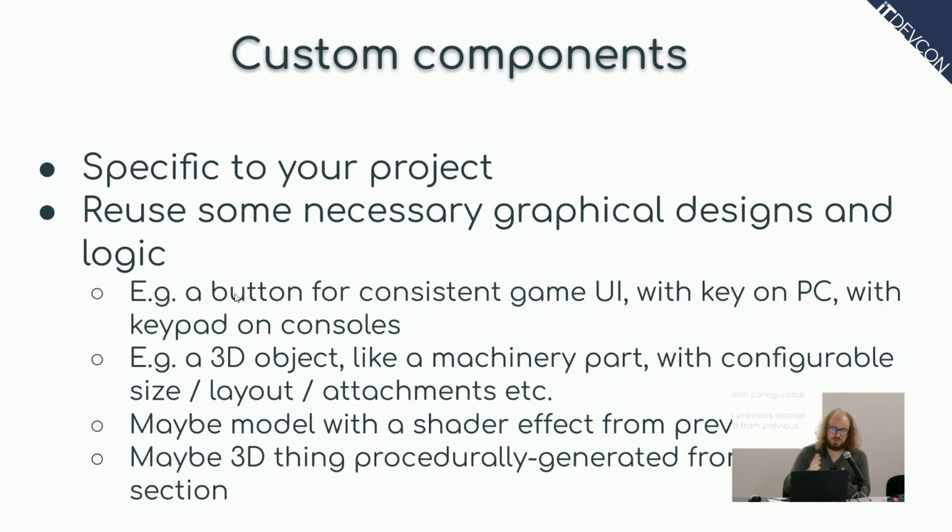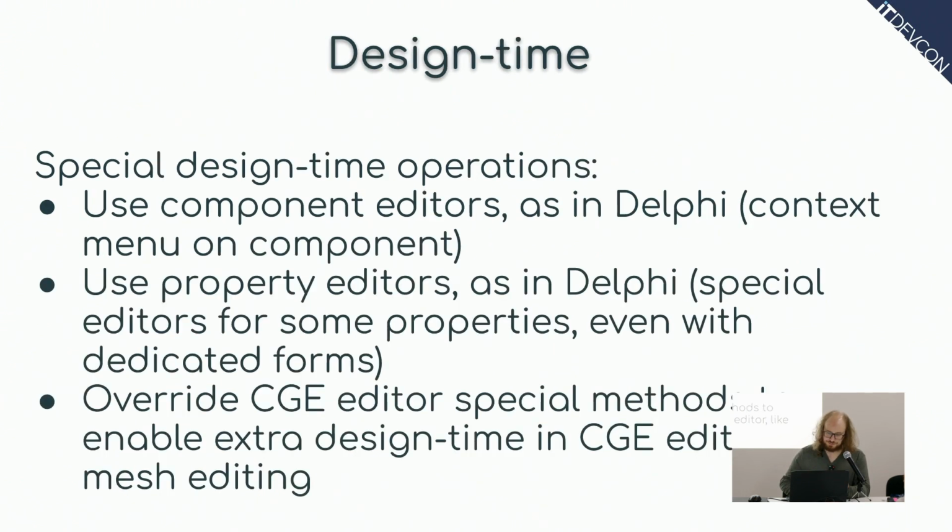A bit whatever. There are some examples here. For example, you can make a button that has a consistent UI. You can make a 3D object like a machinery part. And this may connect with some of the previous things, like what I said about procedural generating stuff. You can wrap it in a custom component, like maybe you have a valve, a pipe, or whatever. You can make a component like a three-dimensional pipe through which the water flows, and you can expose simple properties like the length of this pipe, like some sockets that go out of it. So you can define a component like that, and you can use this component inside Custom Game Engine Editor, at design time too.